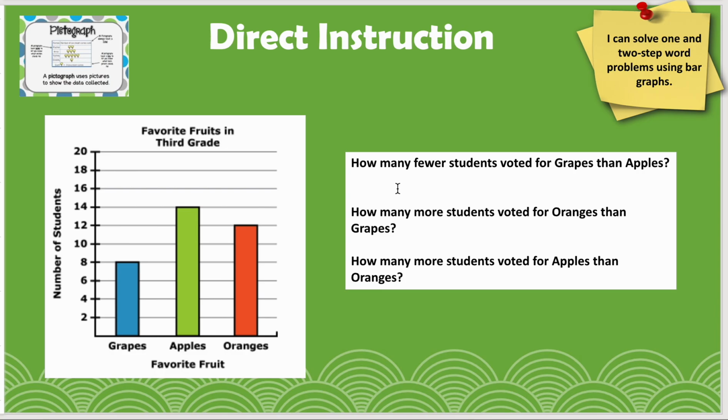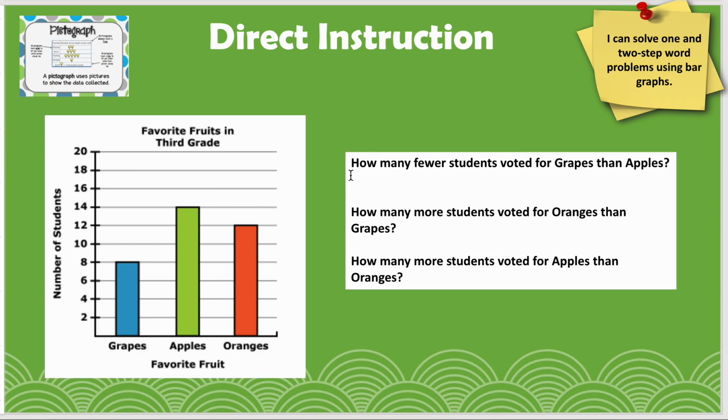Comparison questions about the data that we see. First, let's review the graph and see what information it's providing. We see that the title is Favorite Fruits in 3rd grade. The scale is counting by twos, and the number of students will be represented by a number. We also see that the 3 options that students were given were grapes, apples, and oranges.